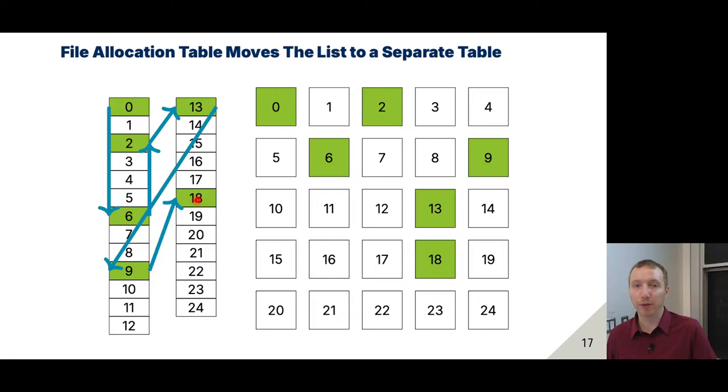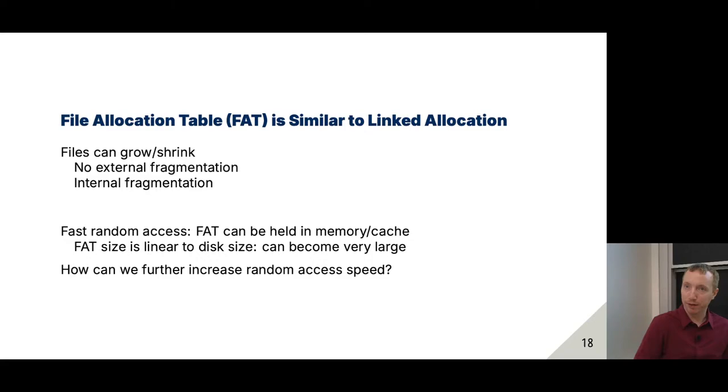So same benefits as linked allocation. Files can grow and shrink at will. Don't have any external fragmentation. Still have internal fragmentation, but that's pretty much every single file system. And then we have fast random access, because that file allocation table could just be held in memory. You could cache it, you could just read it.